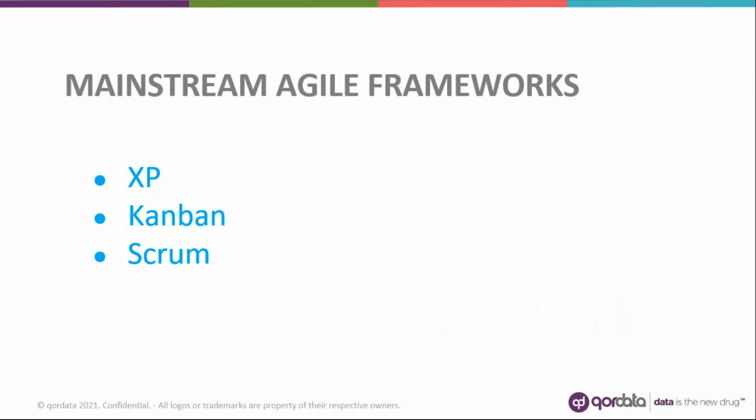So what are the mainstream Agile frameworks? Let's discuss some mainstream Agile frameworks that have proven themselves over time. First of all, XP, or Extreme Programming, is an Agile software development framework that aims to produce higher quality software and a higher quality of life for the development team. It was developed by Kent Beck, and it is the most specific of the Agile frameworks regarding appropriate engineering practices for software development.